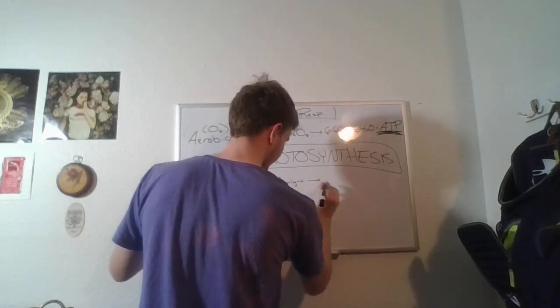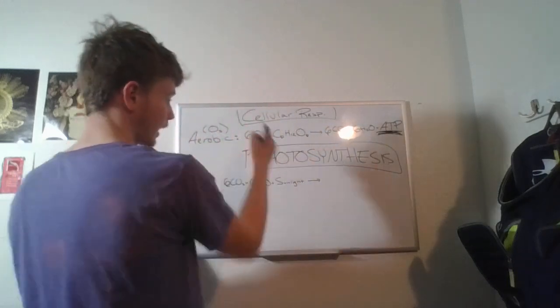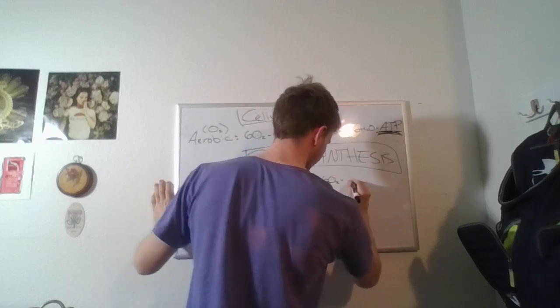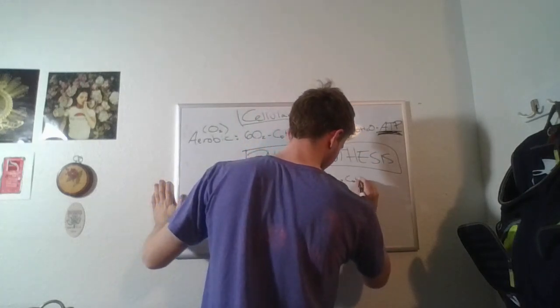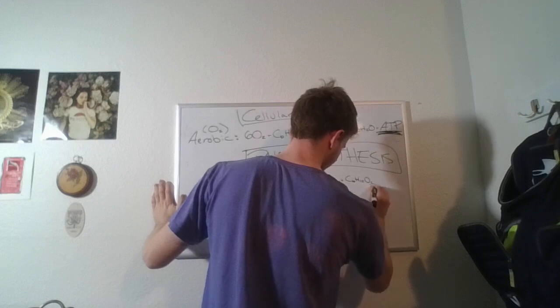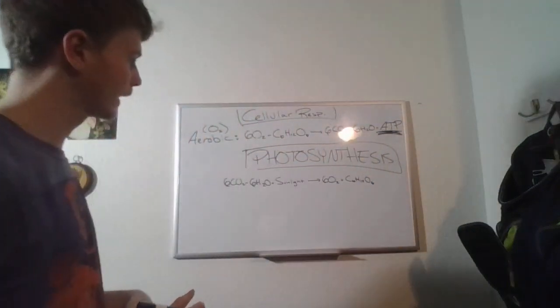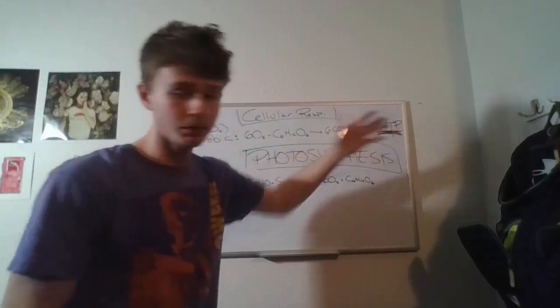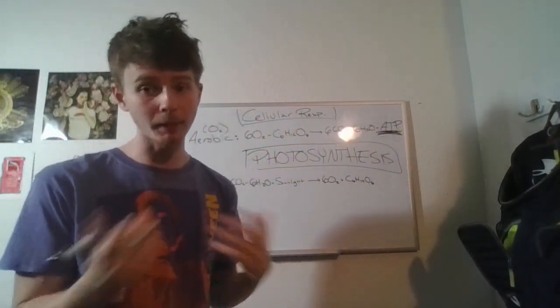And now what they make at the very end, oxygen, and they make glucose, C6H12O6. Okay? So it's the exact opposite. Essentially, you have to just flip the arrow and change ATP to sunlight. Easy peasy, in my opinion.